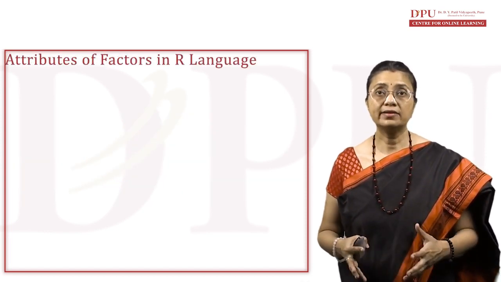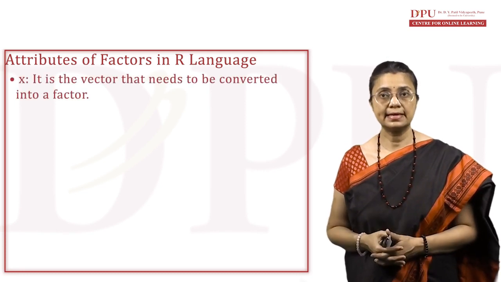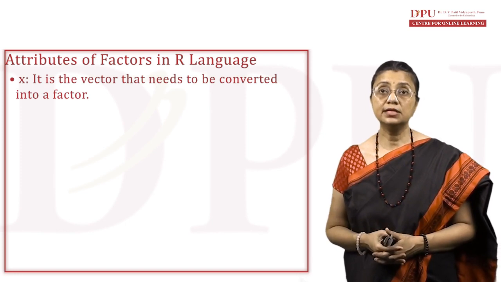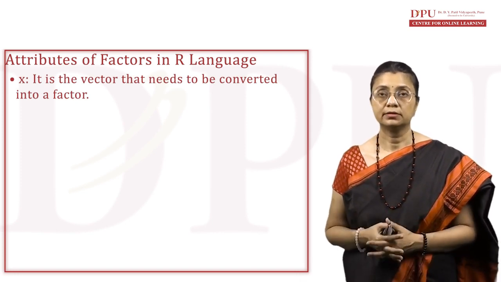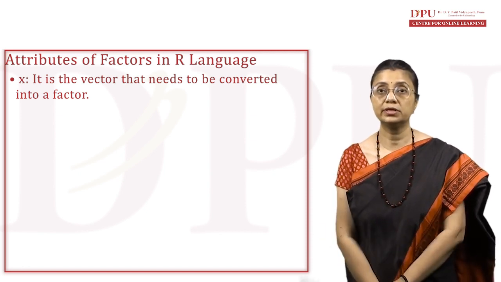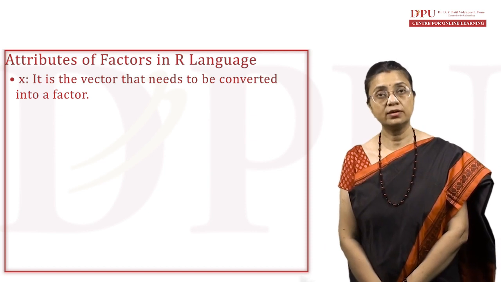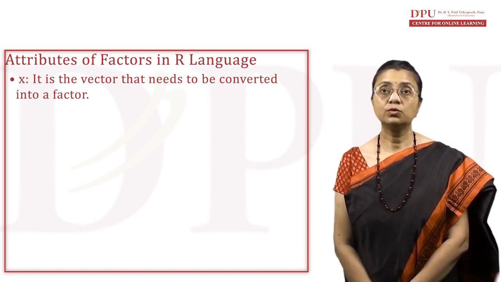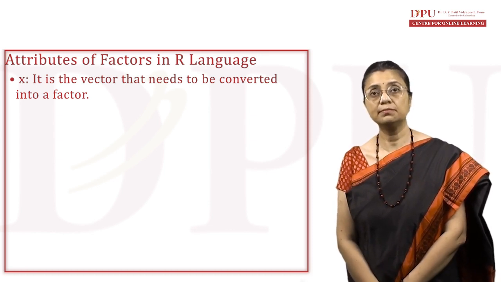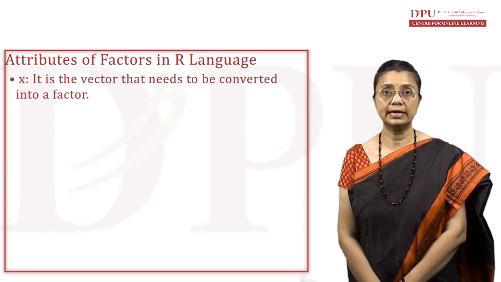Let's talk about attributes of factors in R language. The first one is x. X is the vector that needs to be converted into a factor. So x is basically a list of, let's say, gender that we have to convert into a factor. For example, a list of gender can be male, male, female, female, male, male, and so on. So we have to just find out what are the main factors in that x.